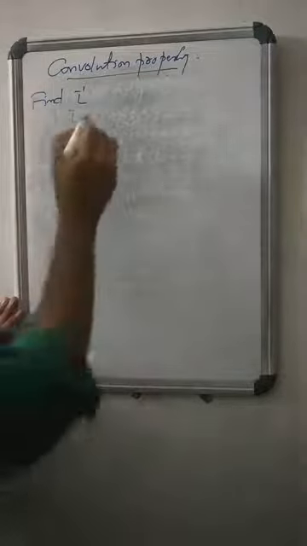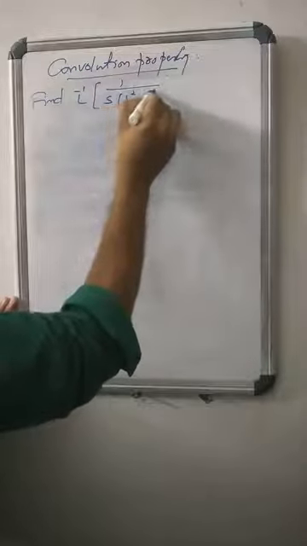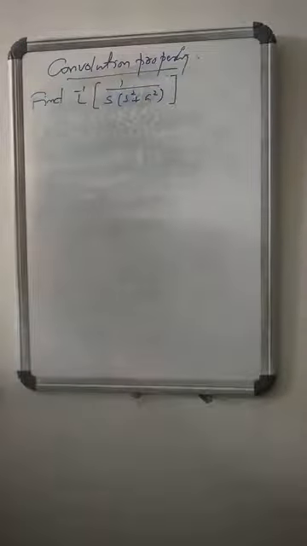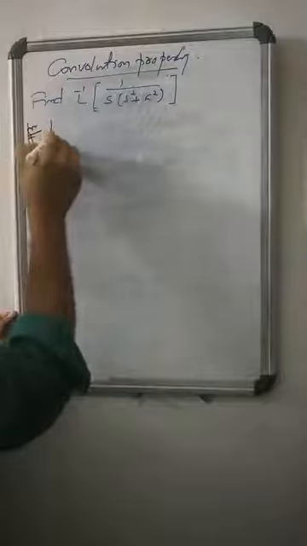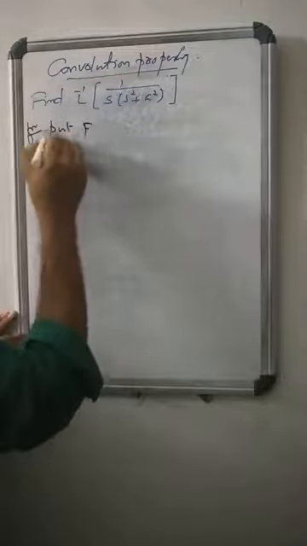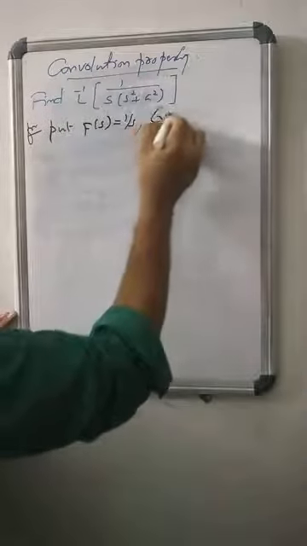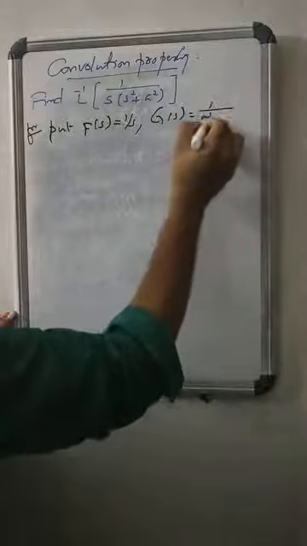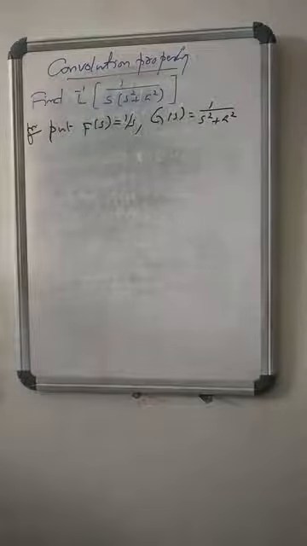of 1 by s into (s square plus a square). So listen, it is of the form L inverse of f of s into g of s. Put f of s equals 1 by s, g of s equals 1 by (s square plus a square).